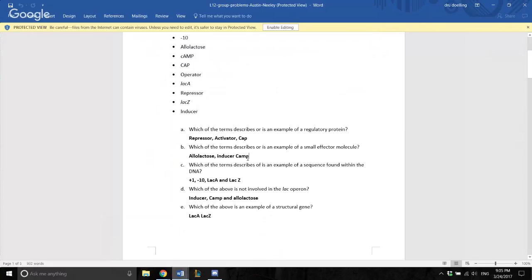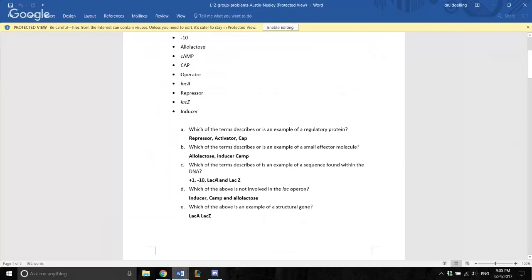It should be lowercase c, big A, big A. Whatever, doesn't matter. Which of the terms describes an example of a sequence found in DNA? Well, +1 and -10, lacA and lacZ.